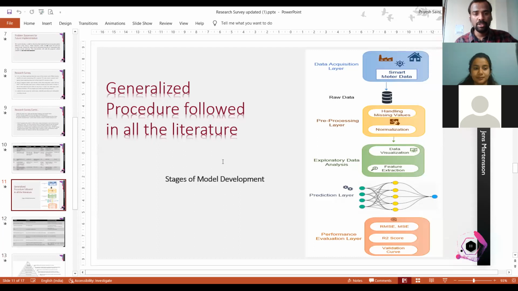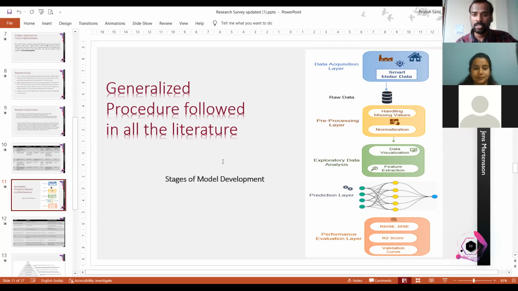So after going through so many papers, the generalized format which we have found to build a model is as follows and can be described through this diagram. First of all, the data from the smart meters is gathered and stored in a server. As you can see, it is stored in the server in the form of raw data.